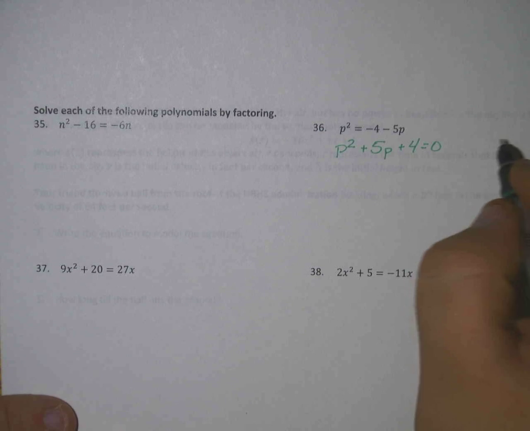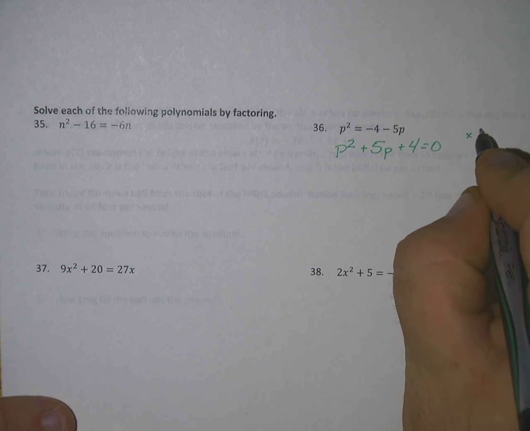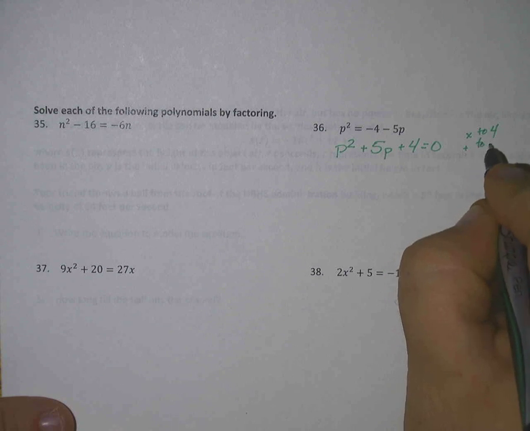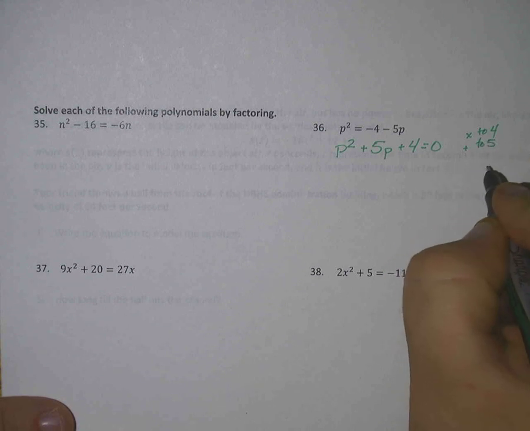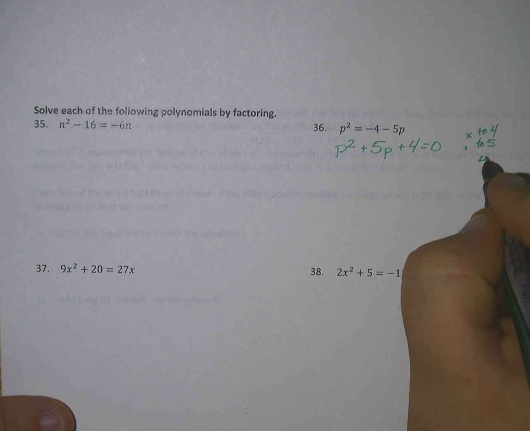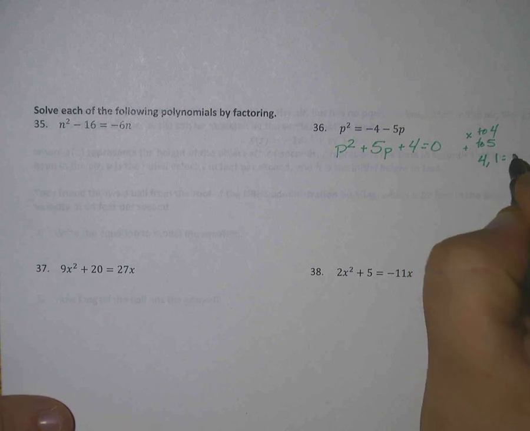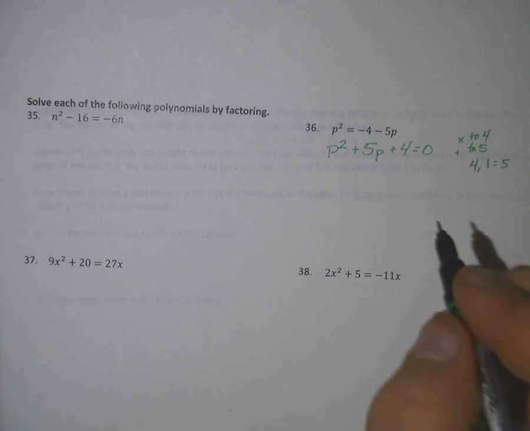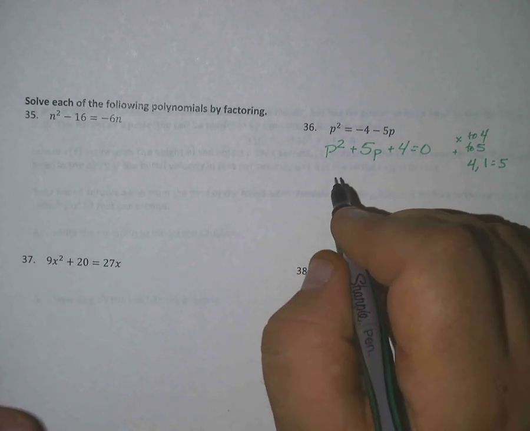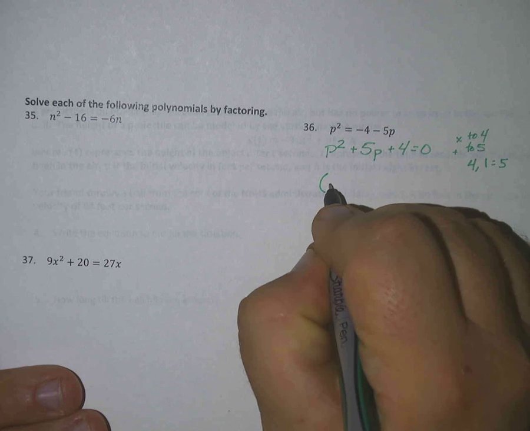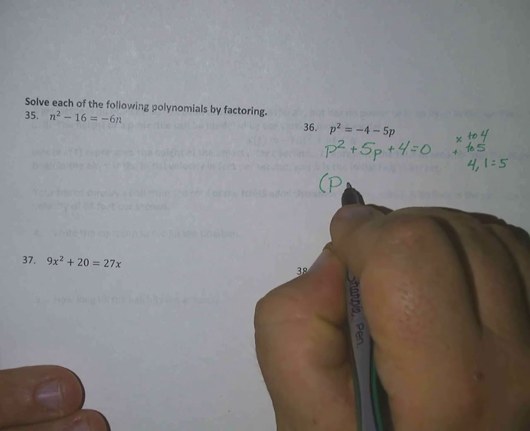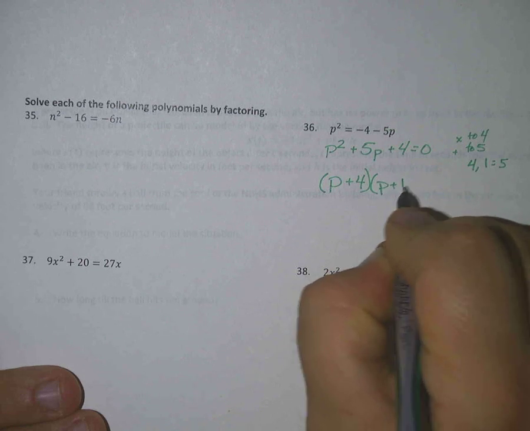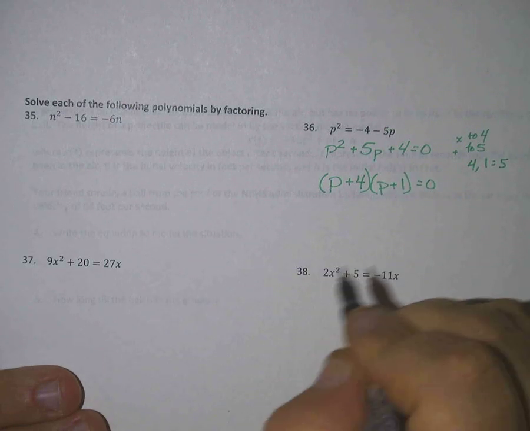So I can kind of think over here. I want to multiply to 4 and add to 5. Okay, multiply to 4, add to 5. I think that's 4 and 1. 4 plus 1 is 5. So there we go. Since the number in front of p squared is 1, I'm not even going to write the fraction there, but we get p plus 4 and p plus 1 equals 0.